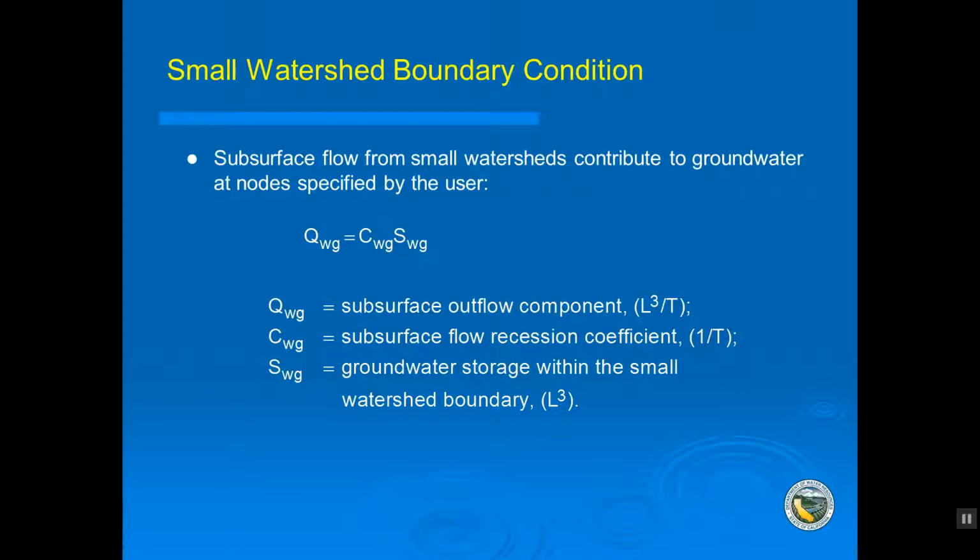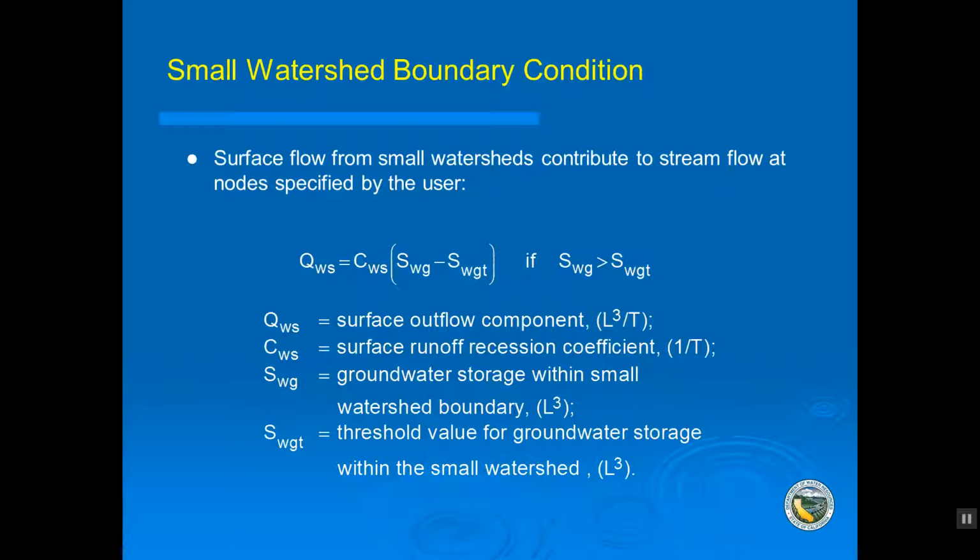Okay, so in terms of the subsurface flow contribution from these small watersheds to your groundwater basin in your model, again, it's a very simplified way of looking at it. We basically keep track of a storage in the small watershed groundwater, and then we multiply that storage with a coefficient, what we call recession coefficient. So we basically take the storage and try to relate that storage to a flow. That's all we do. So this term is the groundwater contribution from your small watershed to your model domain.